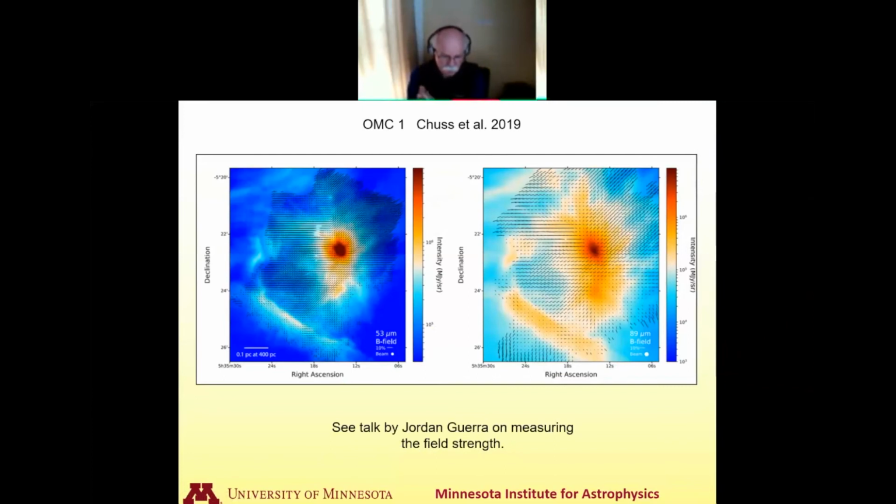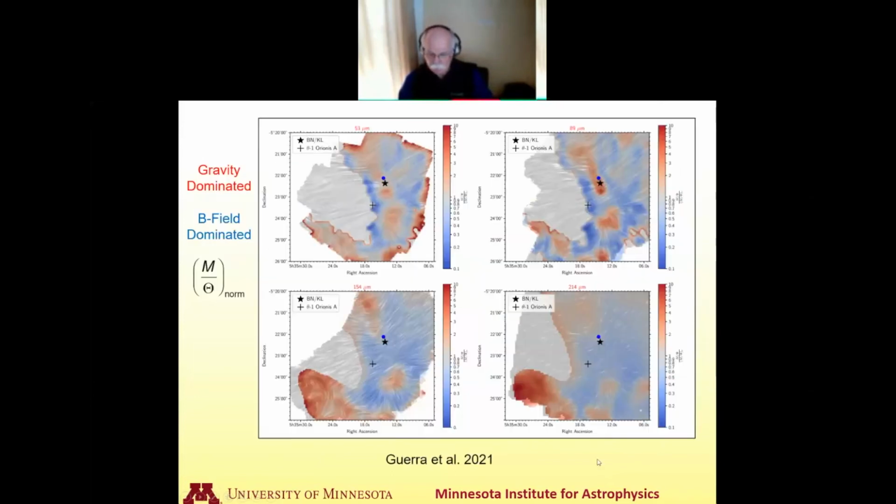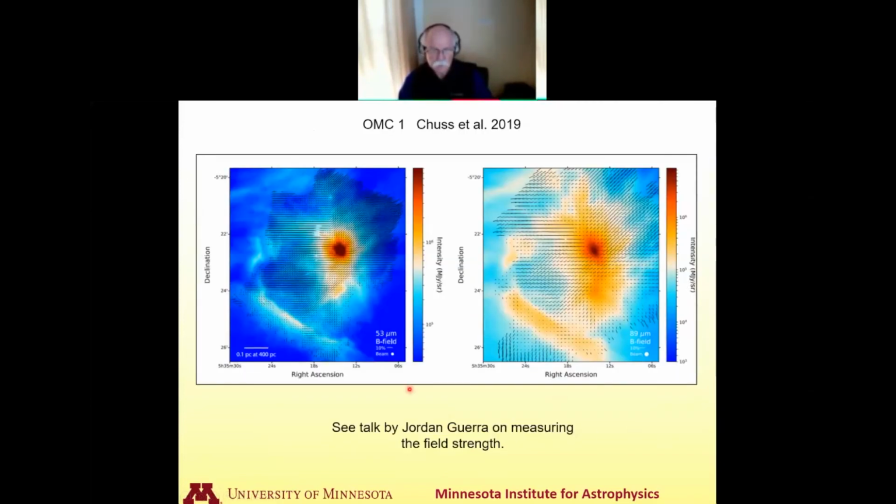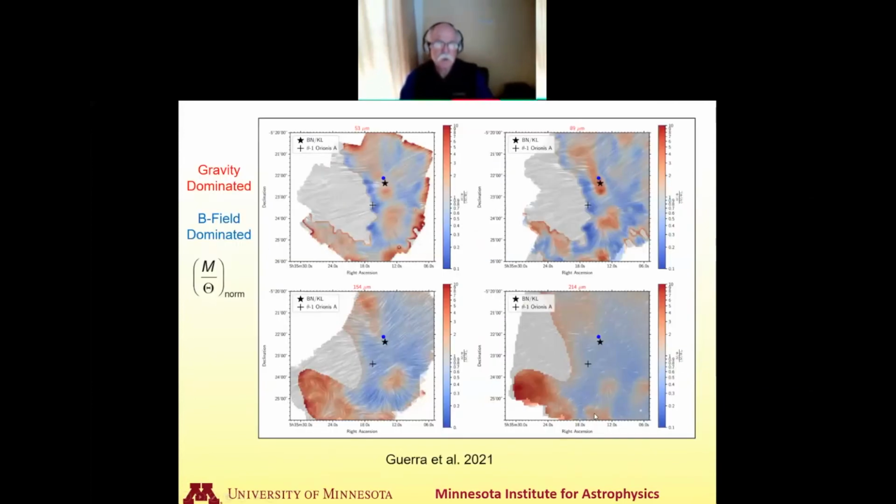Okay, let's go out a bit in scale. Let's go out to a molecular cloud. This is work on OMC-1 by Chuss et al. I show this here at 89 microns to show you that we have some large scale structure in the magnetic field, indicating that it is dynamically important in what's happening in this molecular cloud and in star formation. And again, see the talk by Jordan that's coming next, where he's going to talk much more about this type of thing. And in a paper by Jordan, Guerra et al.